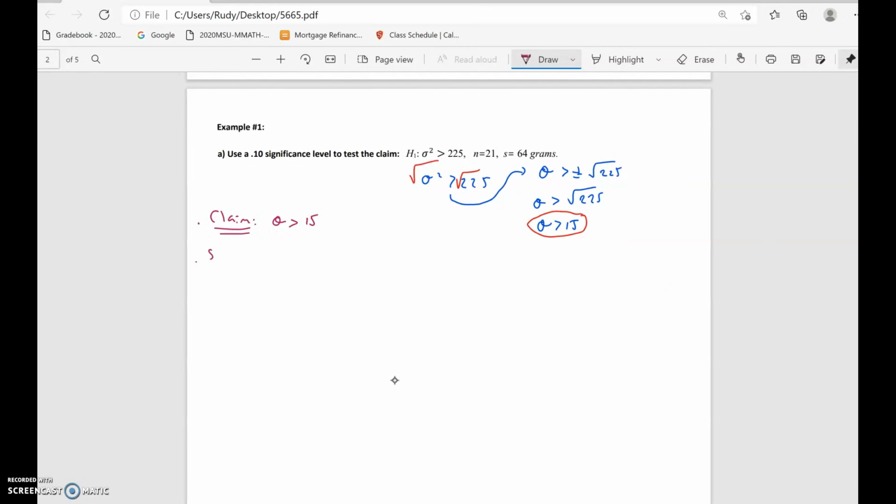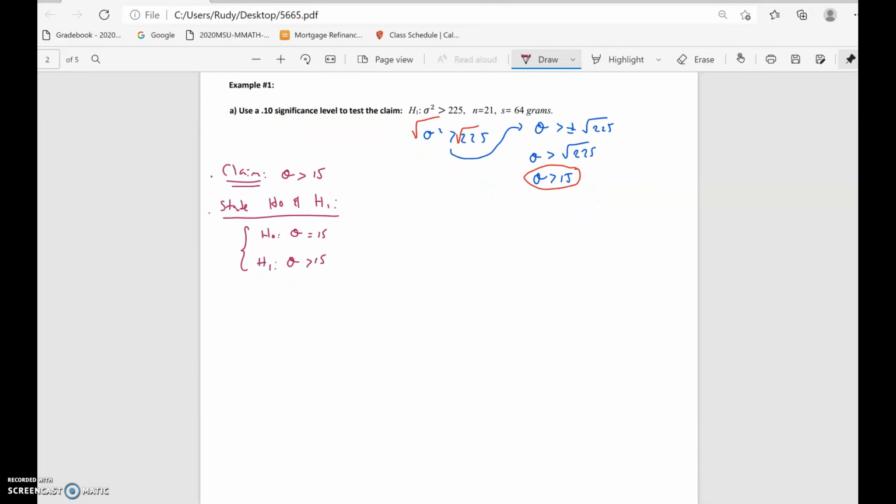And then the next step is going to be to state H0 and H1. So in this case, we're going to have H0: sigma is equal to 15. And then the claim given in here is that sigma is greater than 15. Now I'm just going to use the classical approach. We'll do the p-value. We don't have the shortcut for the p-value, so we would have to evaluate that with the chi-square CDF. The next step is the critical value.